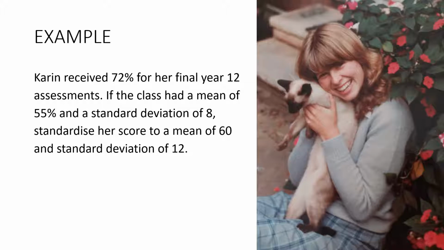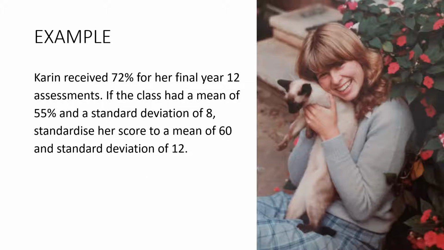So what we have to do is go via z-scores. We're going to have to standardize that 72% to a mean of 0 and a standard deviation of 1. It's just a matter of using the formula. So 72 take 55 divided by 8 gives us 2.125.